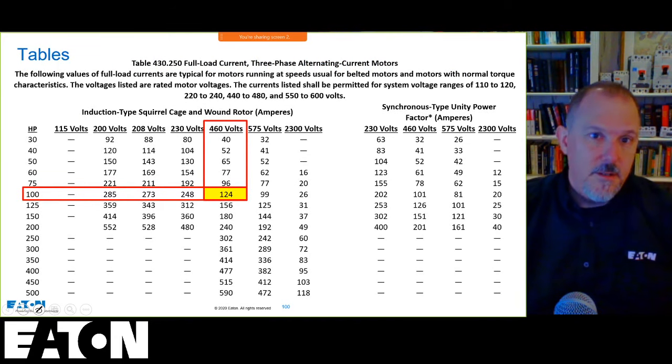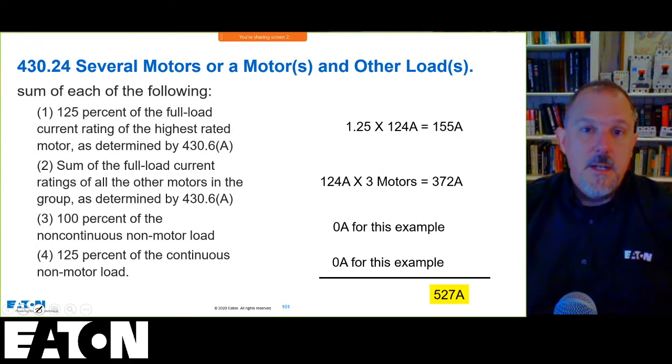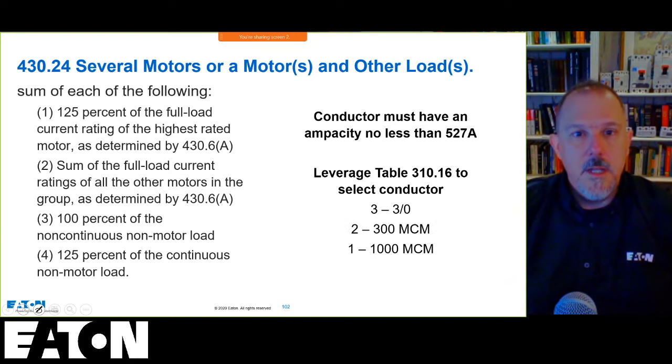So there's our 100 horsepower motor, 124 amps. If I take one of those motors at 125%, that would be 1.25 times 124. There's my 155. I add the full load current ratings of the other motors at 124 times 3, because I've got a total of four motors. One's at 125%. The others are at straight their full load amps. I don't have any non-continuous motor loads. I don't have any continuous non-motor loads. So my total amps is 572. And my conductor has to have an ampacity not less than 572 amps.